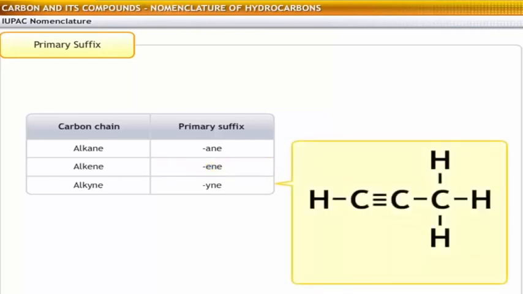Hydrocarbons that contain a triple bond between carbon atoms are known as alkynes, and for naming such hydrocarbons, the primary suffix "-yne" should be added. For instance, a molecule that has 3 carbon atoms will have prop as the root word. If there is a triple bond between the 2 carbon atoms, add the primary suffix "-yne". The molecule is therefore named propyne.